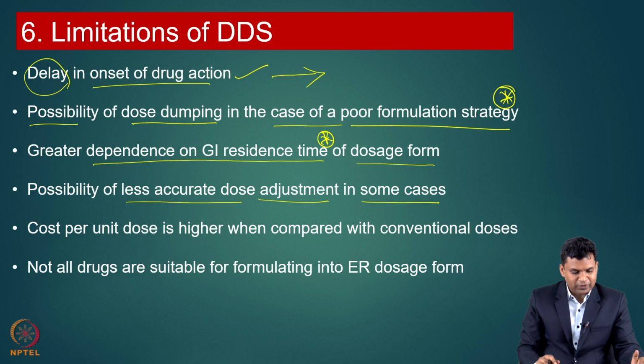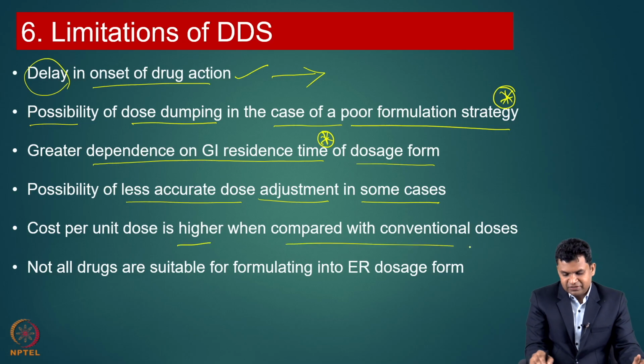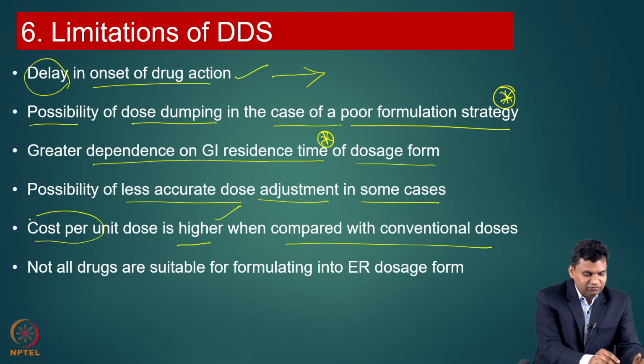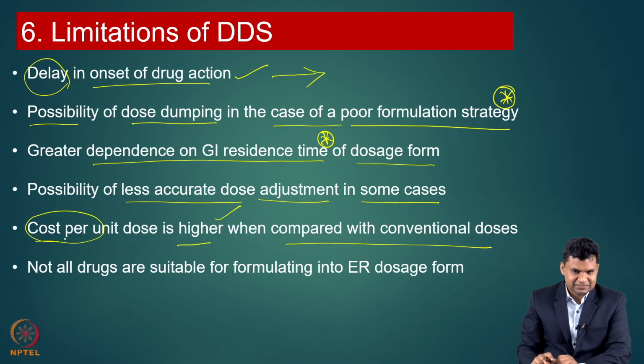And the fifth point is that cost per unit dose is higher when compared with the conventional dose. Yes, because here we are going to use new materials and new processes, and your product is also new. Definitely the arrangement of everything will increase. So, in terms of manufacturing cost, raw material and the maintenance of such products will definitely be different and the cost will go higher compared with the conventional doses.